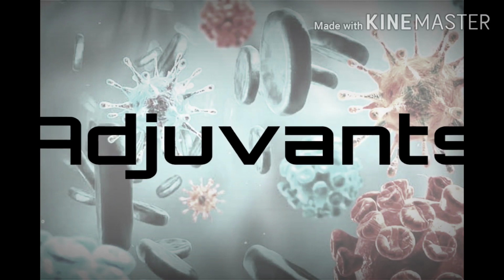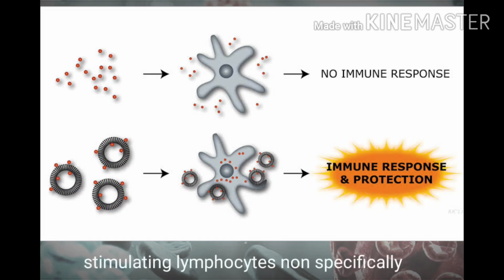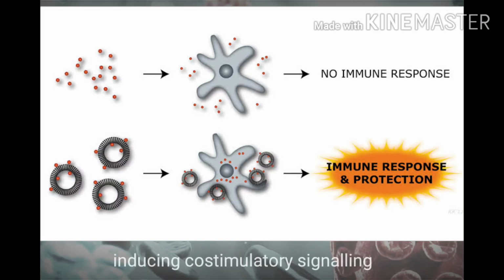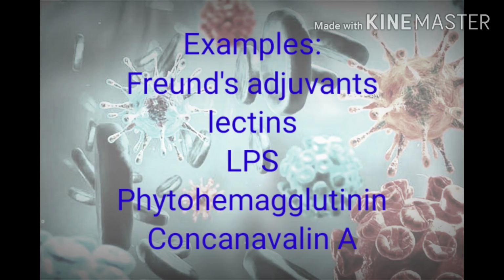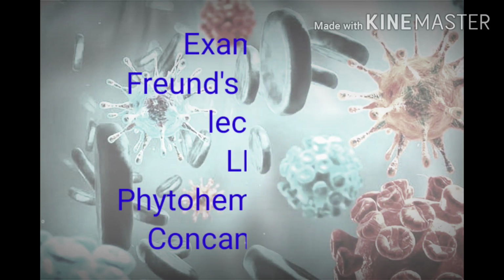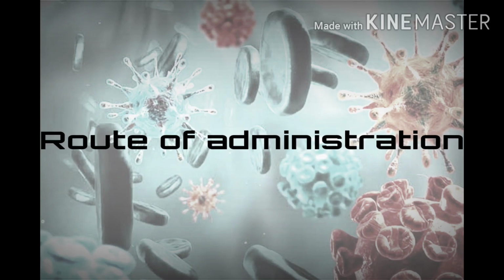Adjuvants. These are chemicals or compounds which, when given with an antigen, increase the immune response against it by any of the following methods. They induce granuloma formation, increase the persistence of an antigen, stimulate lymphocytes non-specifically and induce co-stimulatory signaling. Examples are Freund's adjuvants, lectins, LPS, that is lipopolysaccharide, phytohemagglutinin and concanavalin A.